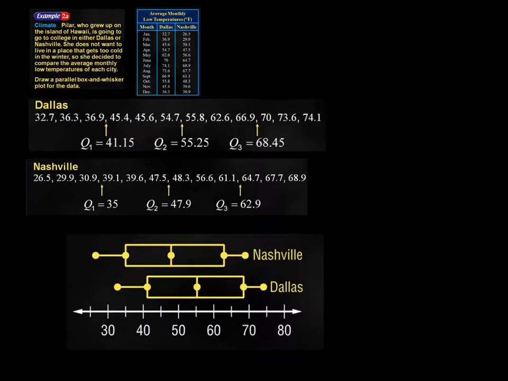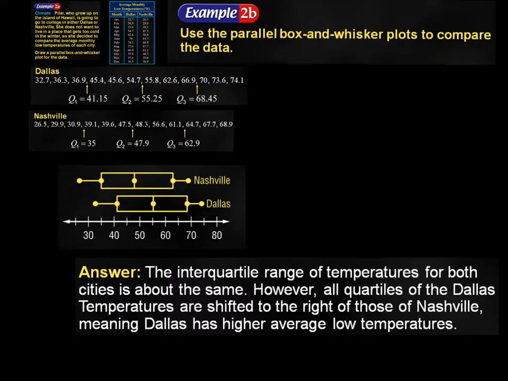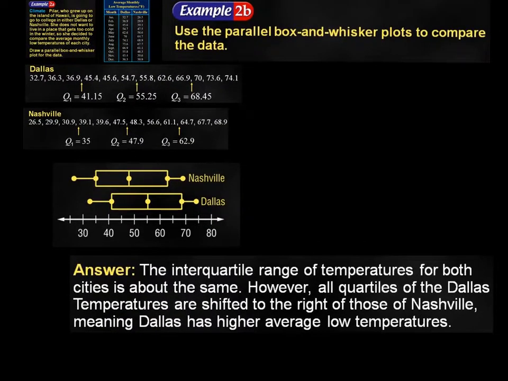For Dallas, the minimum was 32.7, Q1 is at 41.5, the median is at 55.25, the third quartile is at 68.45, and the maximum was at 74.1. So now we have all our data drawn out in parallel box and whisker plots. We should compare. Well, we can see that they both have about the same interquartile range, but all the quartiles for Dallas are shifted to the right of those for Nashville, meaning Dallas has higher average low temperatures. Could have told you that.